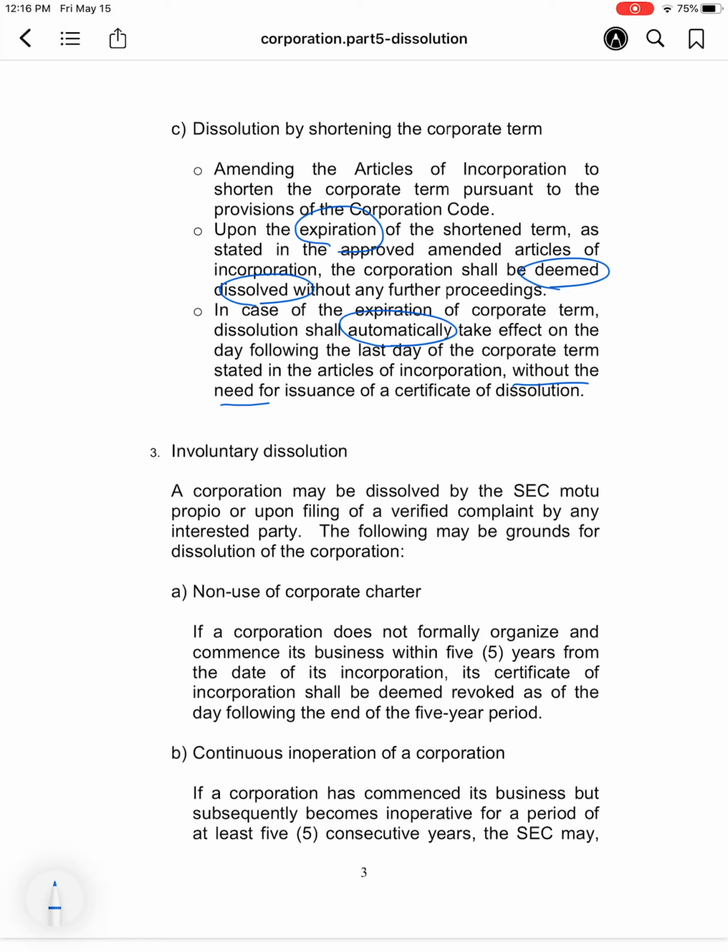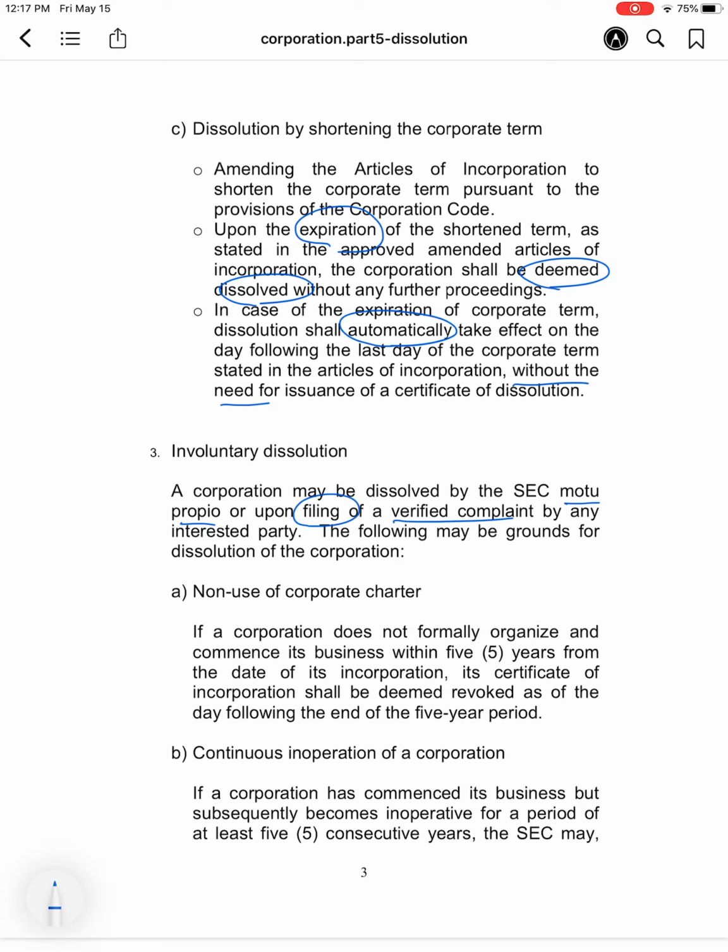Number 3, involuntary dissolution. A corporation may be dissolved by the SEC motu proprio. Ano ibig sabihin ng motu proprio? On its own initiative. Kahit walang complaint. Or upon filing of a verified complaint by any interested party. The following may be grounds for dissolution of the corporation.